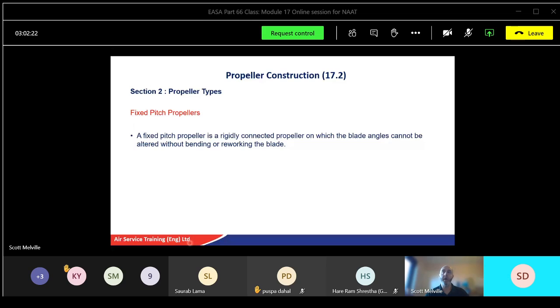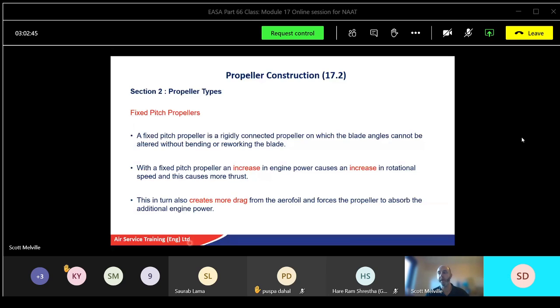So these types of propellers are suitable for certain aircraft to do a certain job, usually the smaller type of aircraft. Now with a fixed pitch propeller, an increase in engine power causes an increase in rotational speed, and this causes more thrust. Makes sense. Now this in turn also creates more drag. Like, we get nothing for nothing. So yes, we get more thrust, fantastic.